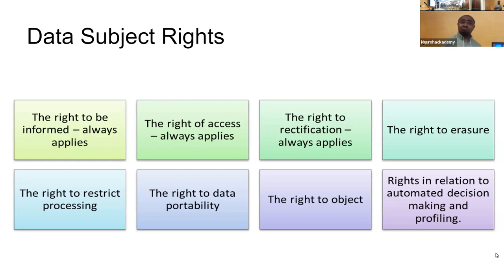The right to have access to the data always applies, in as much as it's still personal data. If you anonymize it, they lose those rights. The right to rectification, to correct the information that you have, always applies. The right to erasure, you can see there, doesn't always apply. It doesn't always apply that the data subject can call you and say, delete what you have about me in research. Okay, in research. Now I'm going to discuss it in research. The right to restrict processing doesn't always apply. The right to data portability doesn't always apply. The right to object to processing doesn't always apply. And the right in relation to automated decisions doesn't always apply.